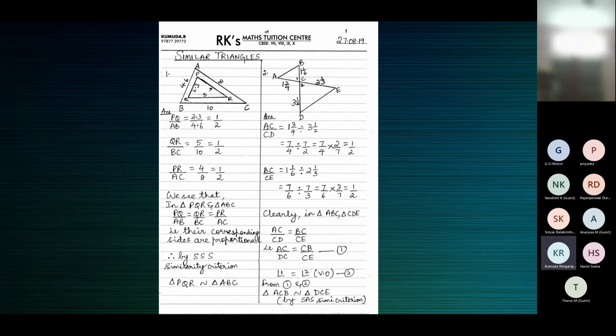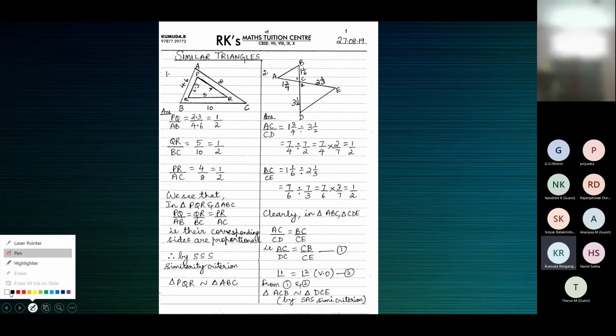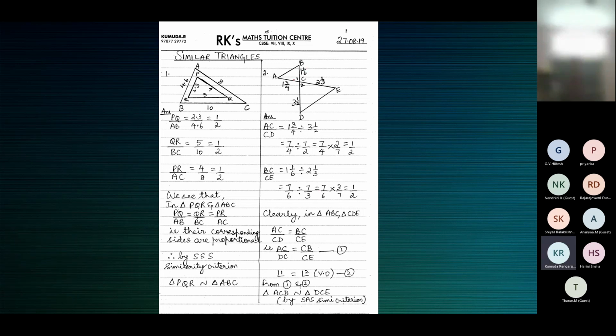So in the second one, we have corresponding sides proportional, and the included angles equal. I've marked here angle 1 and angle 2. Angle 1 is equal to angle 2. Vertically opposite angles are equal. And they happen to be the included angles. Because in the small triangle, we have mentioned these two sides, so this is the included angle. In the big triangle, we have mentioned these two sides, and this is the included angle. So by the SAS similarity criterion, these two triangles are similar to each other.